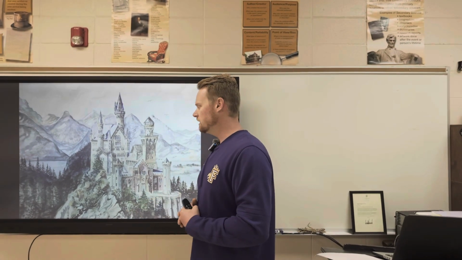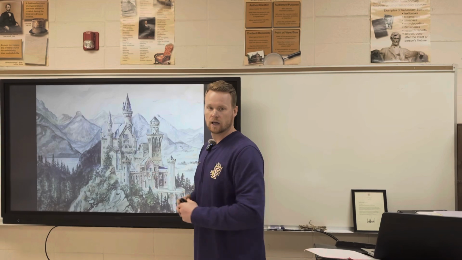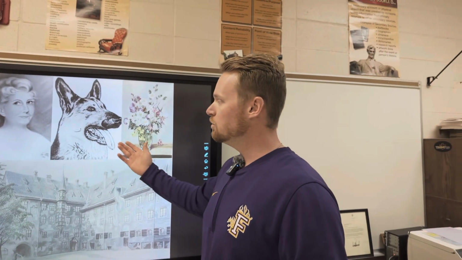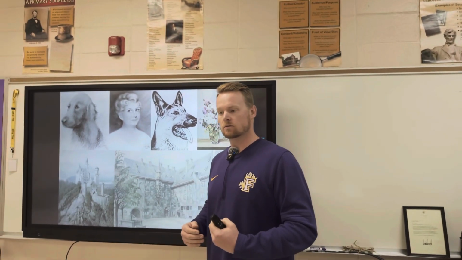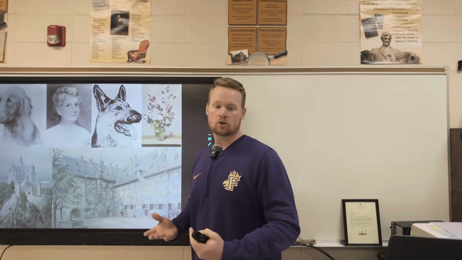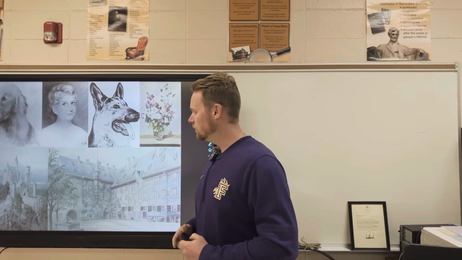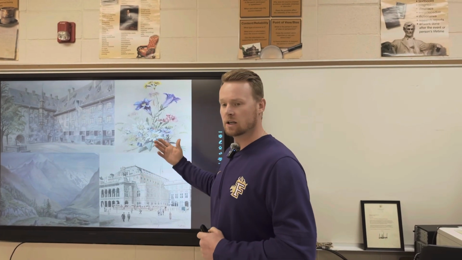Then we start to see architecture. They notice the detail of buildings. We see the castle here. I go on a little side tangent about how this was one of the castles that was an inspiration to Walt Disney. So maybe they start thinking of the connections of the happiness that we have with Disney. And then we see pictures of dogs or a bouquet of flowers. This is where students come to the conclusion that there are not too many angry or evil people in the world that paint pictures of flowers. And it kind of continues through that.